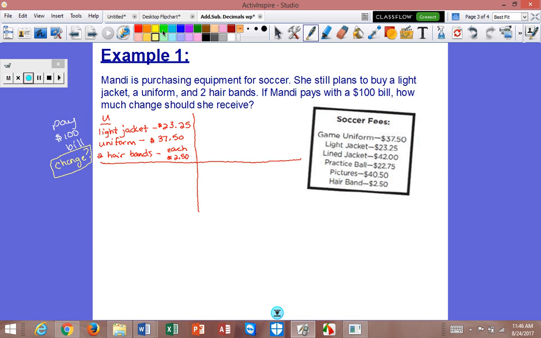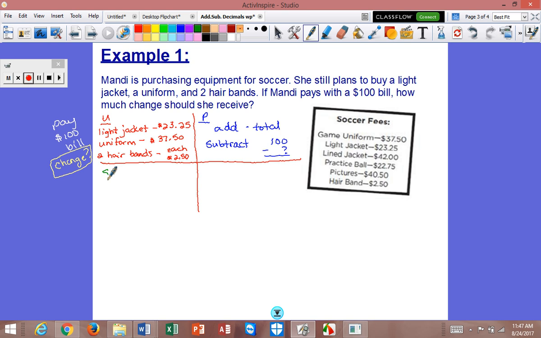So let's plan this out. If she's going to buy all of these things, we are going to need to add that together to figure out how much total she's going to pay. Now that would not be the final answer. We're just going to know how much she needs to pay. Final question wants to know how much change she receives. So once we figure out what the total is, we are going to have to subtract that from the $100 bill. So we'll subtract. So we'll take 100 minus whatever that total is. So these are our steps.